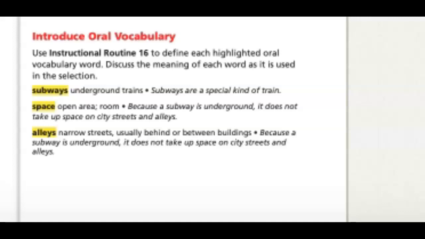Subways. Subways are underground trains. In our story today, the word subway is used in the sentence, subways are a special kind of train.